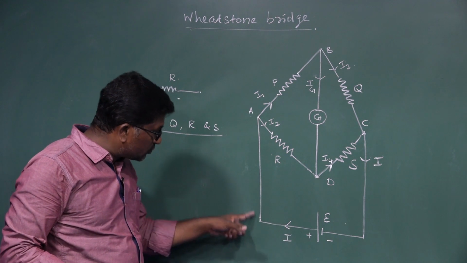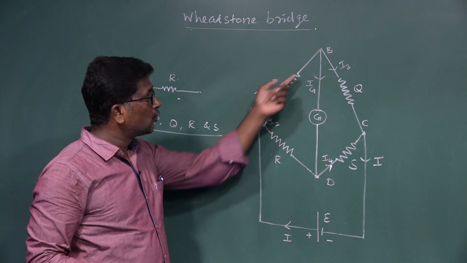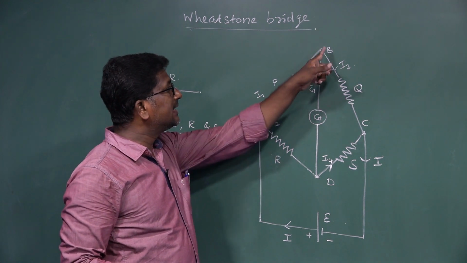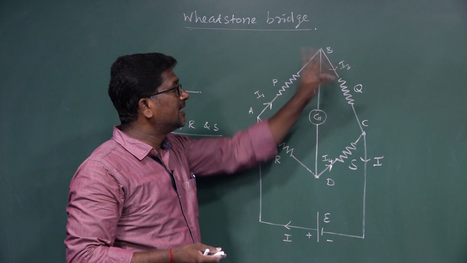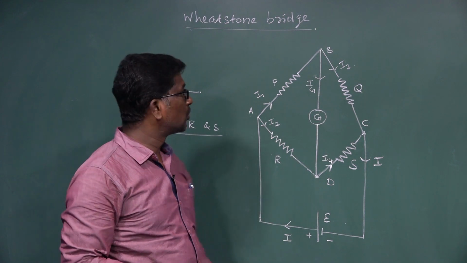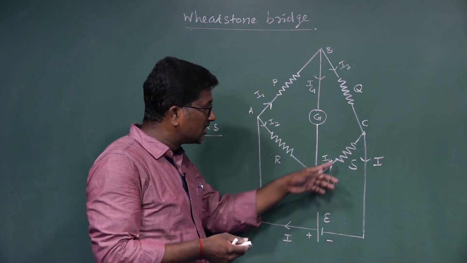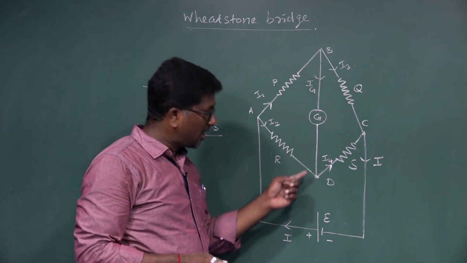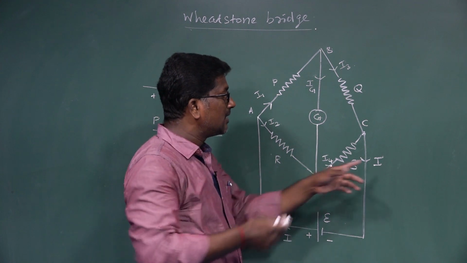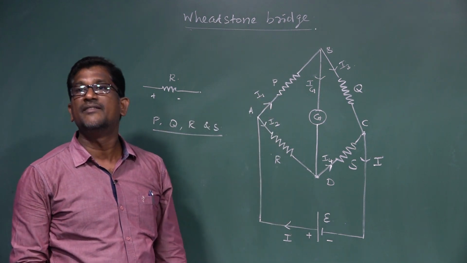So I is the current from the cell. This current flows through this path and enters the point A, where it is divided as I1 and I2. I1 flows through the resistance P and I2 flows through the resistance R. The current I1 enters point B and is divided as IG and I3. IG flows through the galvanometer and I3 flows through the resistance Q. IG and I2 meet at point D and combine to form the current I4, which flows through the resistance S. I4 and I3 once again combine to form the total current I. So this is the construction of a Wheatstone bridge or Wheatstone network.